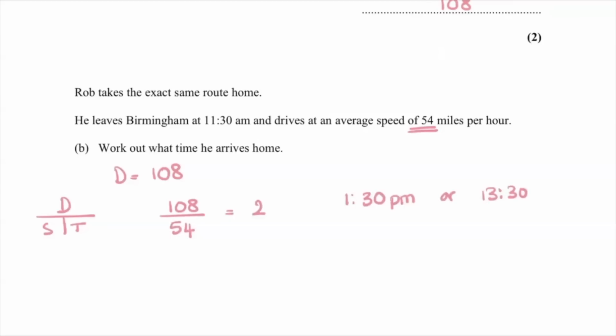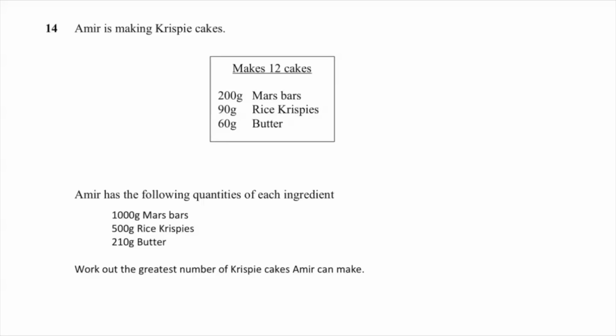Okay, so Amir is making crispy cakes. We have a recipe that makes 12. He's got the ingredients already in his cupboard and he's got a certain amount of each. And we're being asked to work out the greatest number that he can make. We have to do every single ingredient in turn if we're going to work this out. So there's no shortcuts, unfortunately.